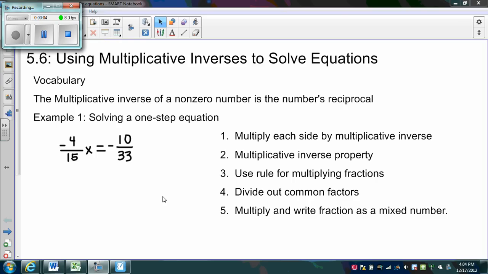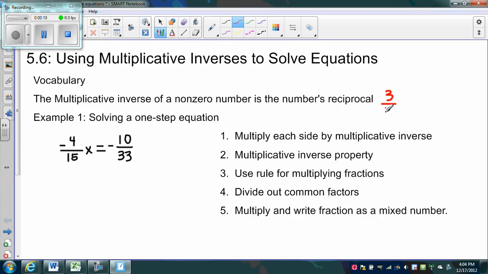So 5.6 is using multiplicative inverses to solve equations. Well, the multiplicative inverse of a non-zero number is just the number's reciprocal. So it's another way of saying, like from the last section, the multiplicative inverse of 3/5 would be multiplying by 5/3, because 5/3 is the reciprocal. And we can use this to solve one-step equations.